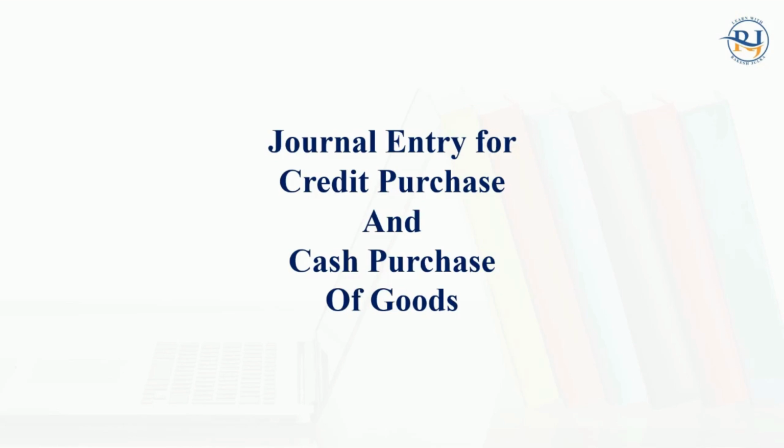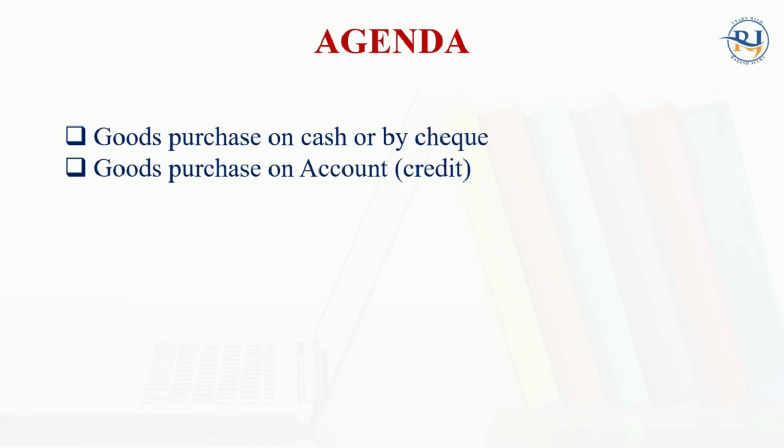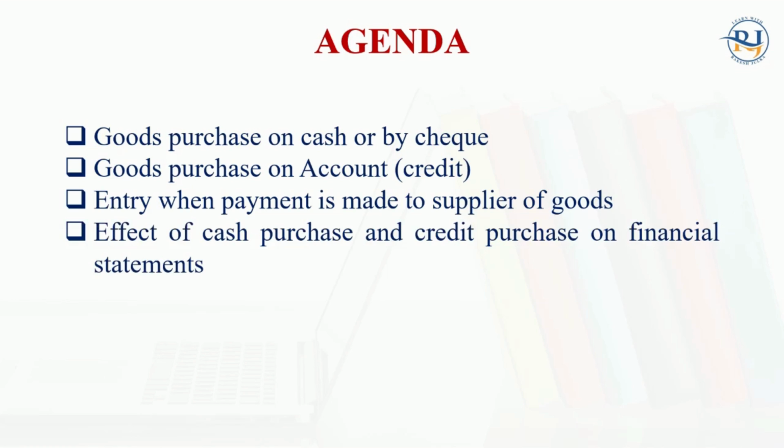I'm going to explain about the journal entry for credit purchase and cash purchase of goods. I will be covering some topics like goods purchased on cash or by check, and how to prepare the journal entry for the purchase of goods on account, which means on credit, and the entry when the payment is made to the suppliers of goods, and what will be the effect of cash purchase and credit purchase on financial statements. One by one we will discuss with the help of some examples.